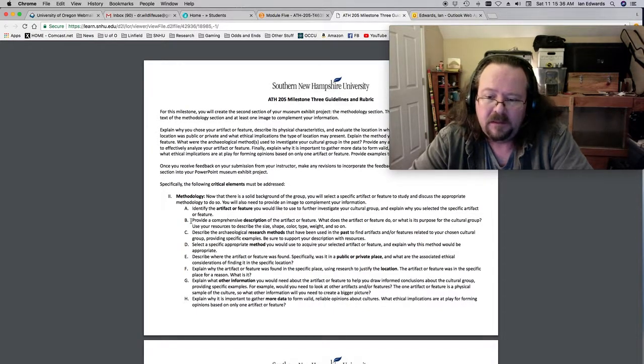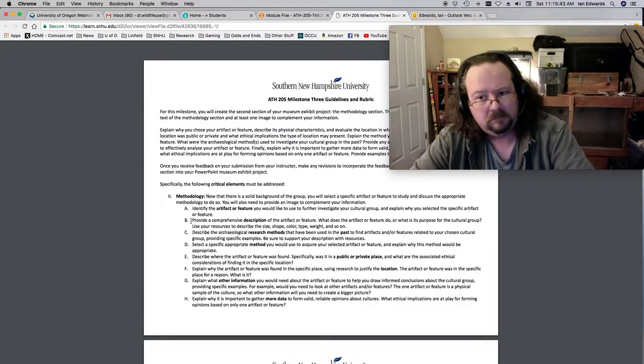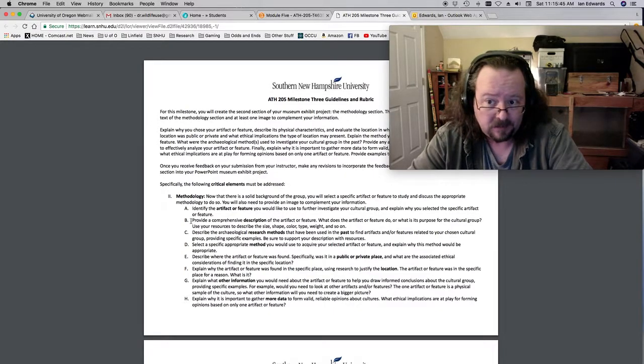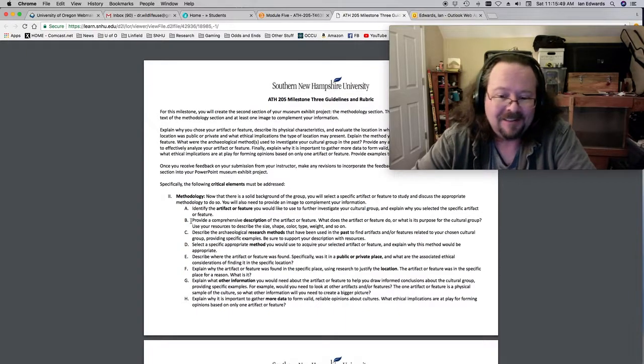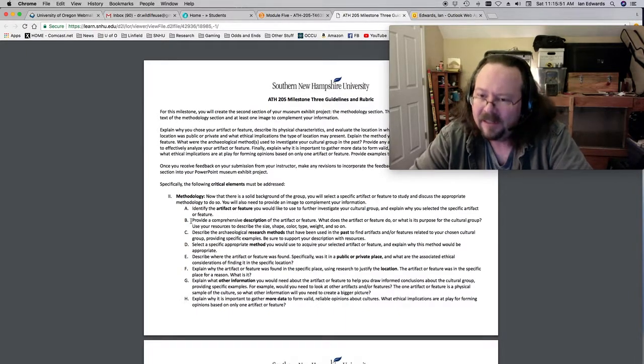You know, can you take a single item and extrapolate a broad pattern from it? Maybe in some cases you can. Maybe in other cases you can't. Okay. Yeah, you want to pick that apart. And of course, support your points.